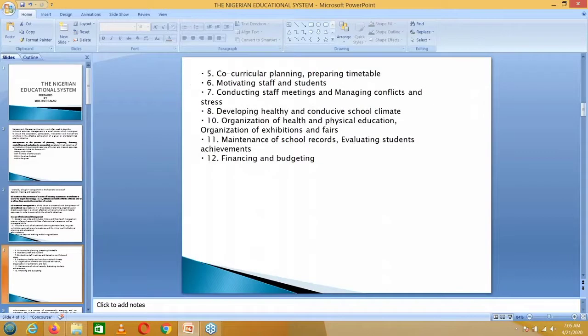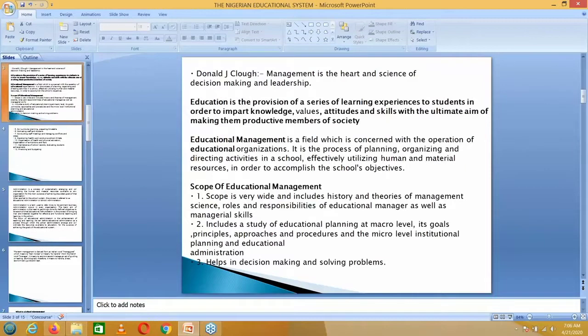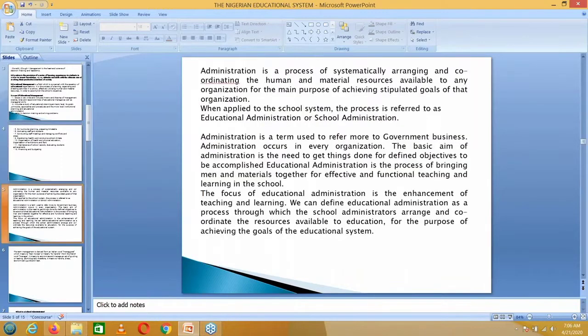Now let's look at administration. What is administration? We've talked about management. We said management is the act and science of decision making. Now let's look at administration. It's a process of arranging and coordinating the human and material resources available to any organization. So administration also cuts across any given organization. Understand? How to achieve or arrange, coordinate the human and material resources.